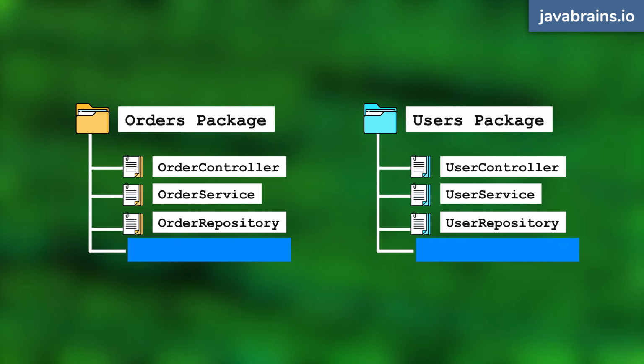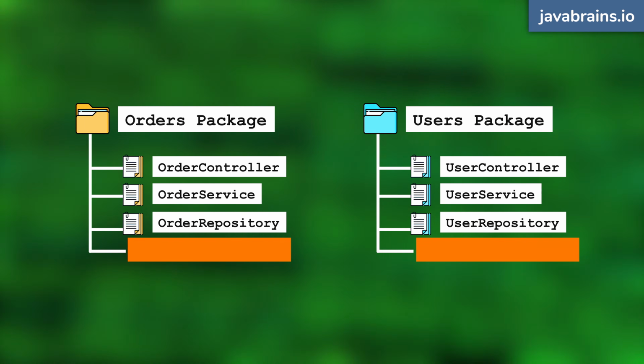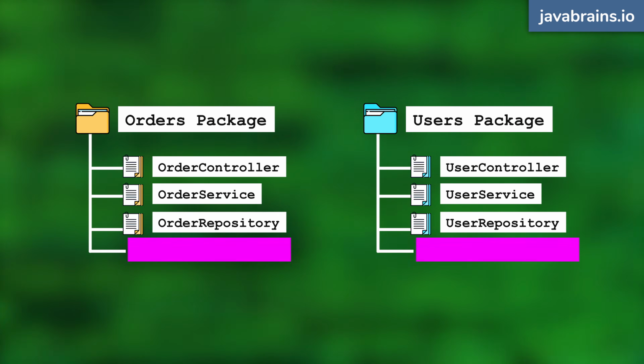But this is not perfect either. Suppose 2 different features need to share some logic. Where do you put that code? One way is to duplicate the code in both the feature packages that need that logic. Now, you end up with a bit of duplication. Plus, when you have some functionality that cuts across different features, it can be a bit tricky to manage.